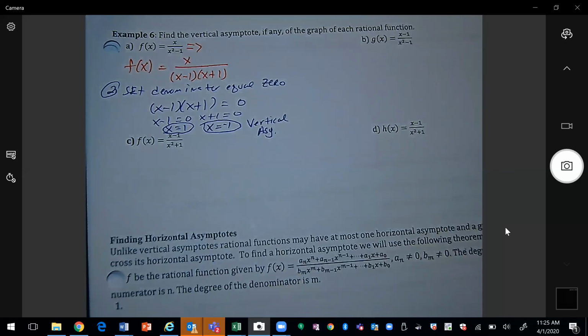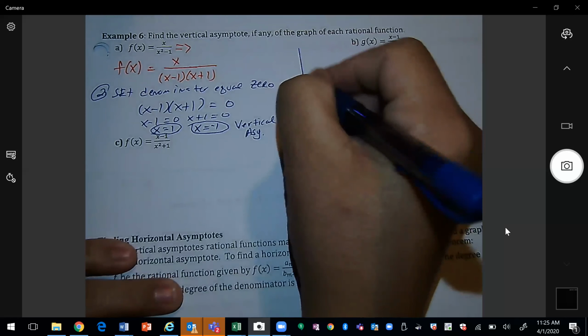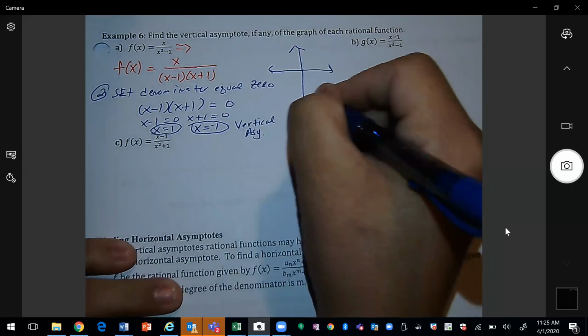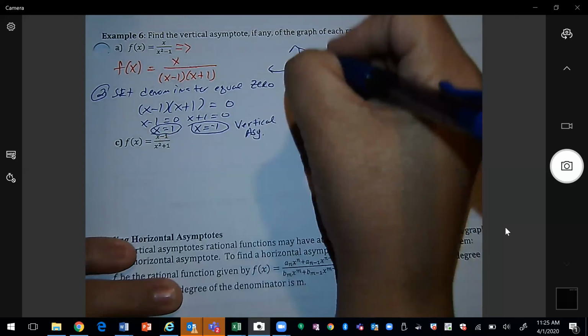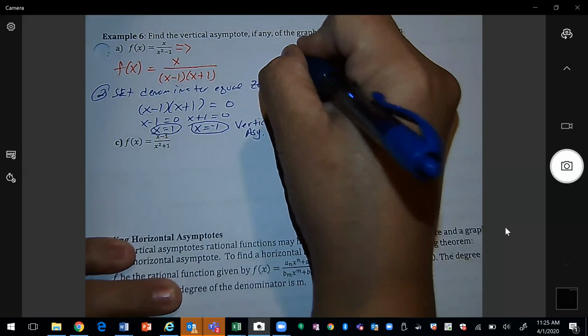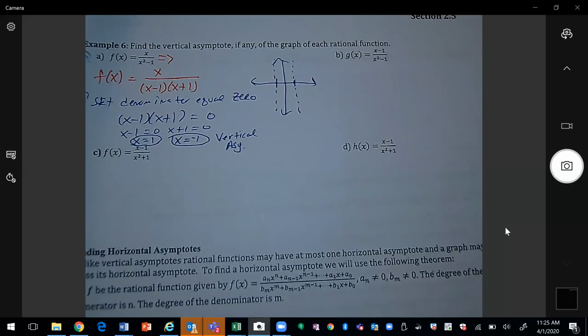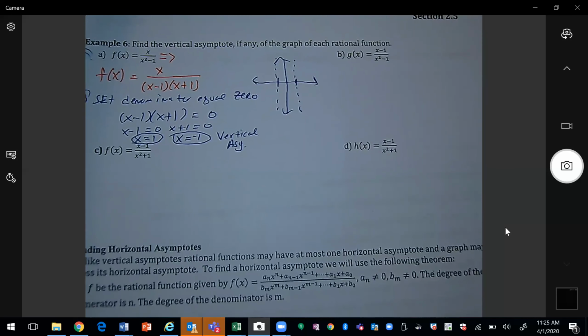And later when we need to graph this, you would just come to the graph, and at x equals 1, you're going to draw it with a dotted line, and at x equals -1, we would draw it with a dotted line as well. Okay, any questions on that one?